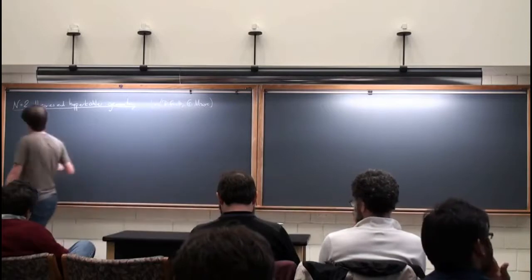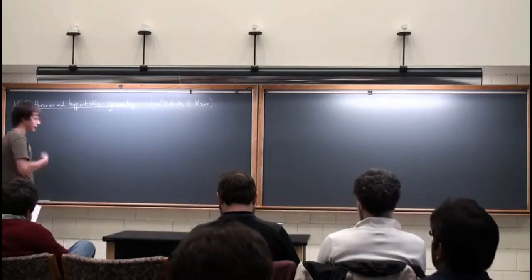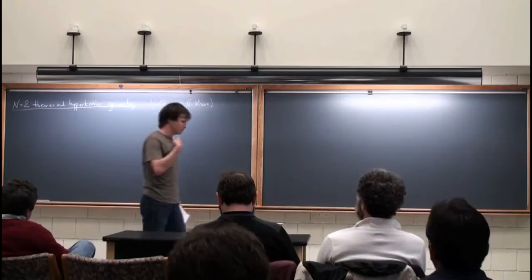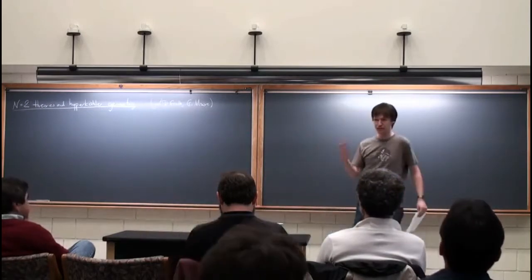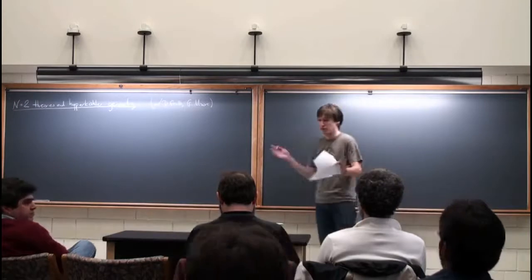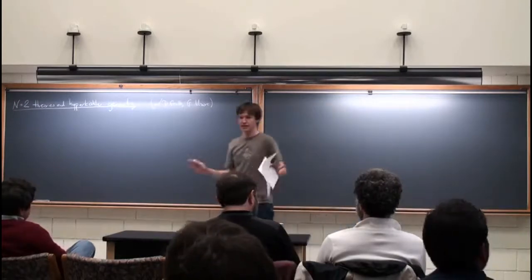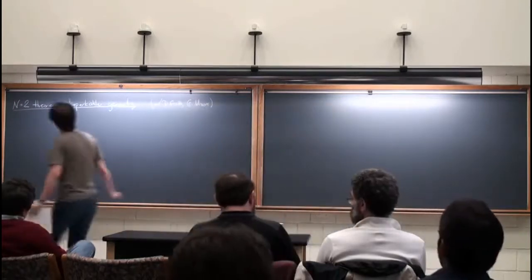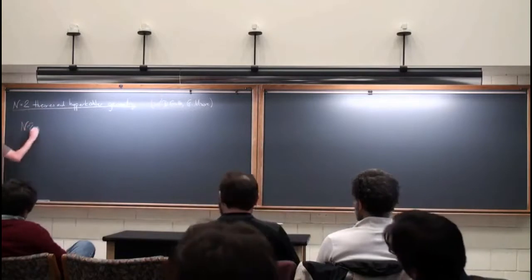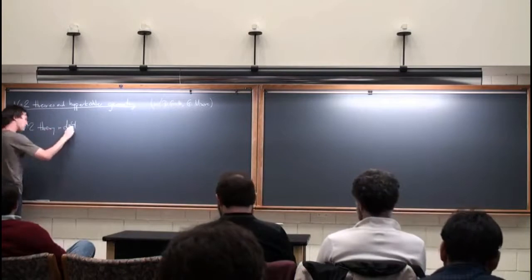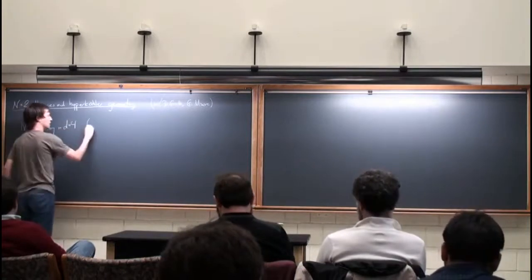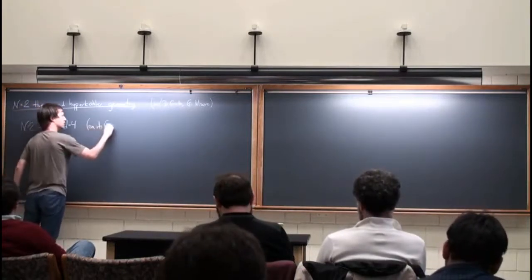So for the moment, I'm just going to talk about N equals 2 theories, and particularly in the first part of the talk, I'm not going to assume that they're N equals 2 theories that have anything to do with Liouville necessarily. I'm just going to start with an arbitrary N equals 2 supersymmetric gauge theory in four dimensions. So, an N equals 2 theory in four dimensions on its Coulomb branch.